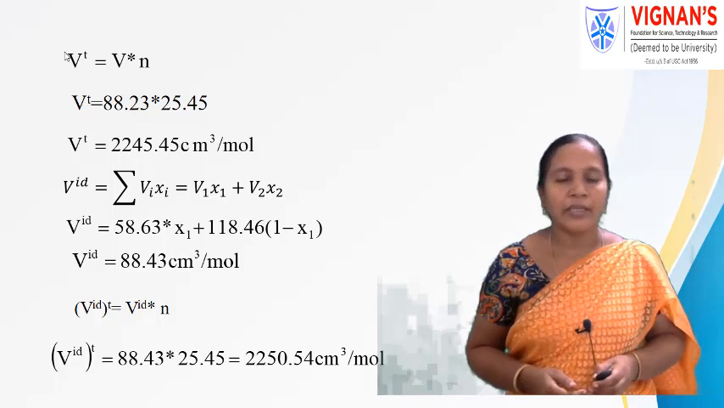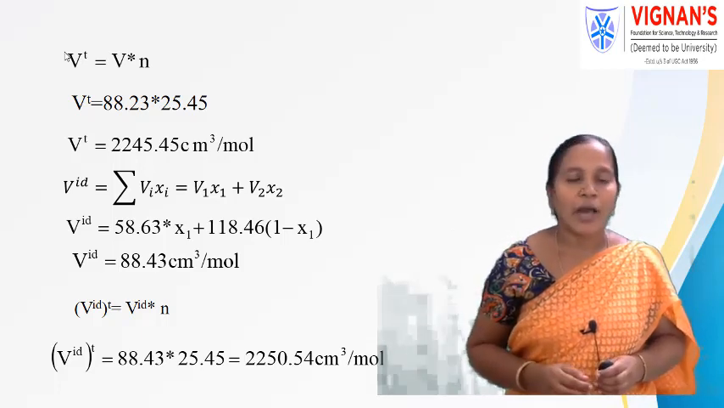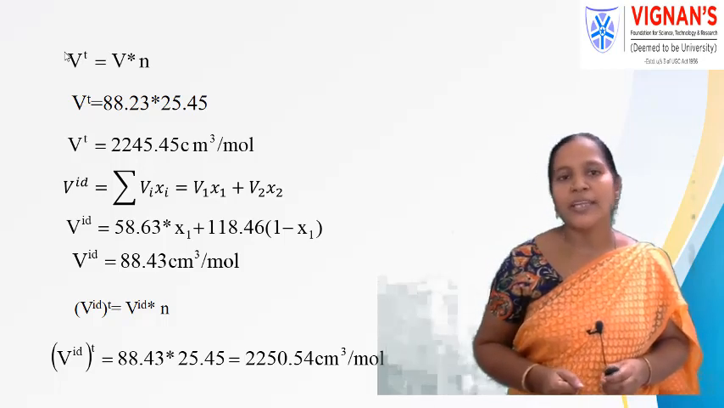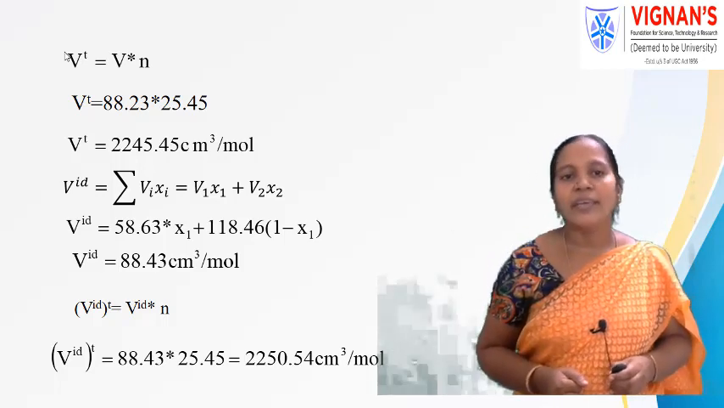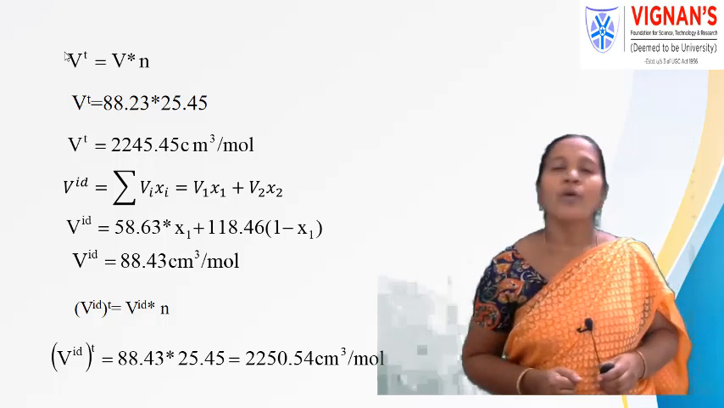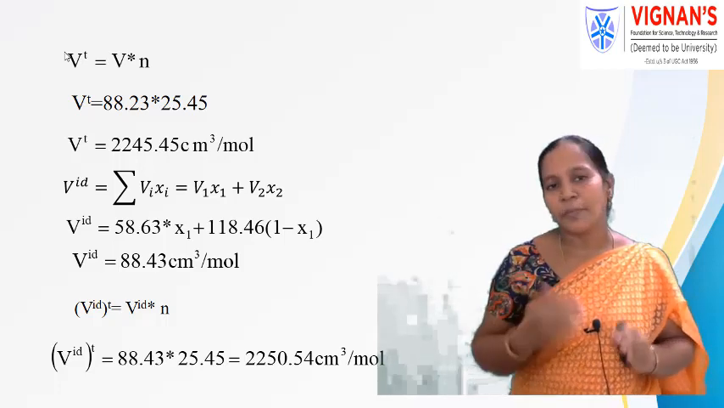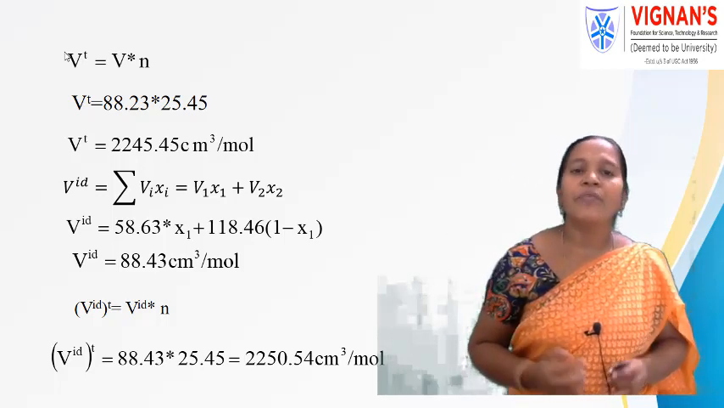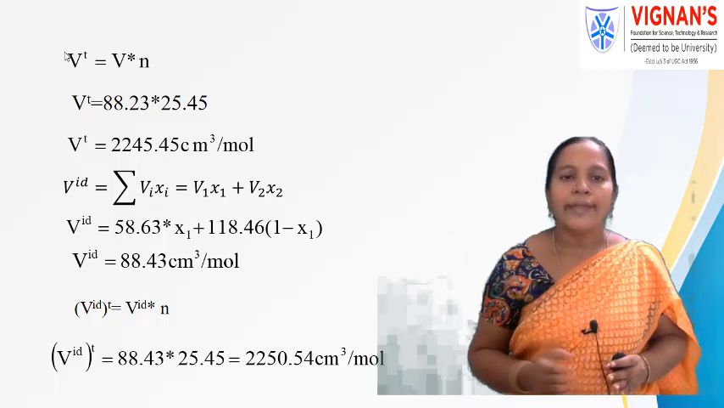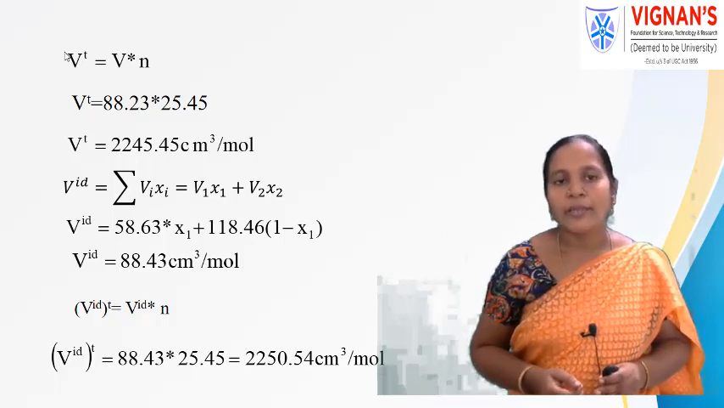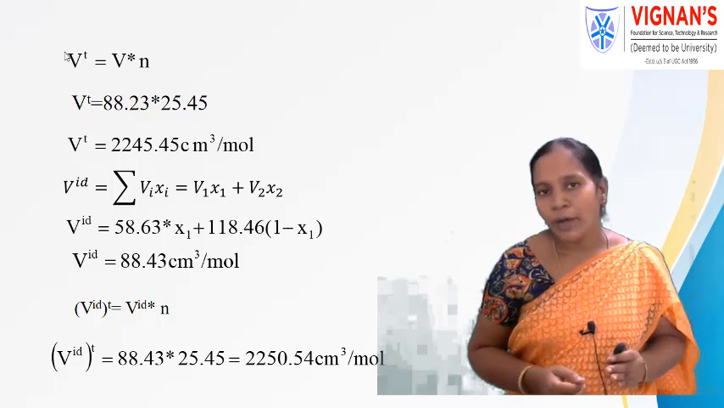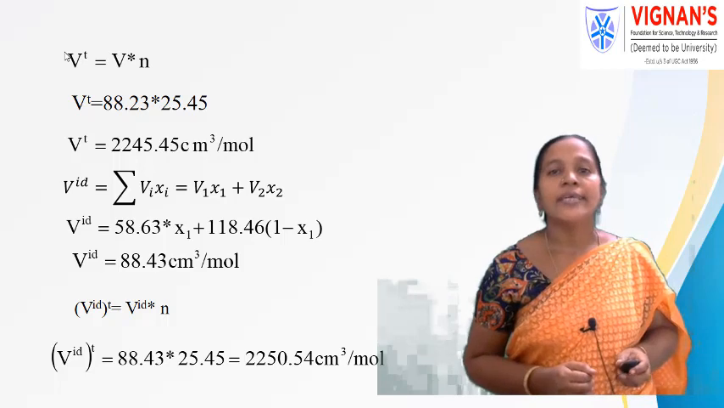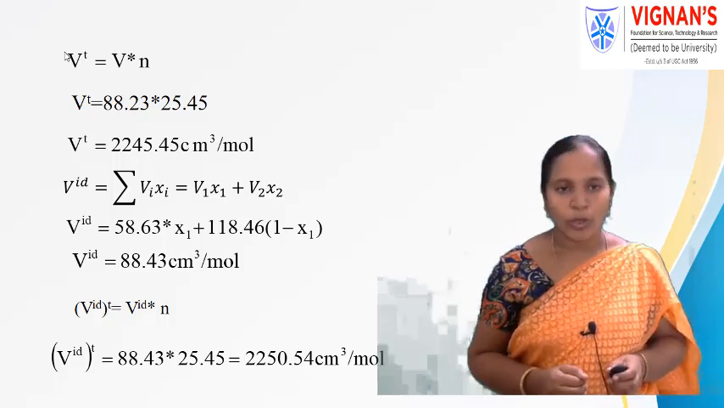Then we have to calculate the total volume of ideal solution. We know the ideal solution formula: V ID is equal to sigma Vi xi. That is equal to, for binary species, V1 x1 plus V2 x2. Then substitute the V1 and V2 values and x1 value. Then we will get the volume of the ideal solution, that is 88.43 centimeter cube per mole.